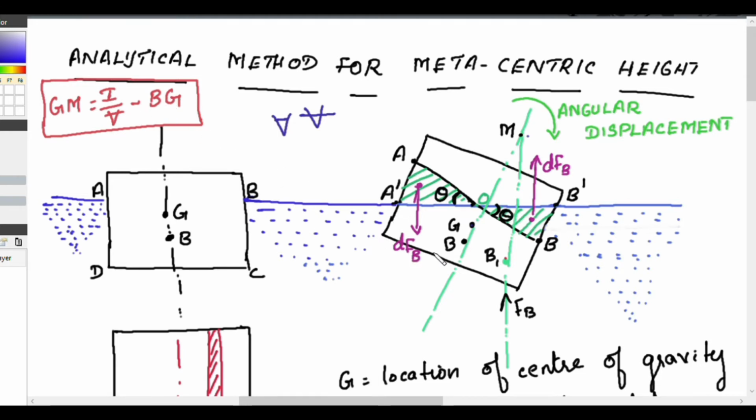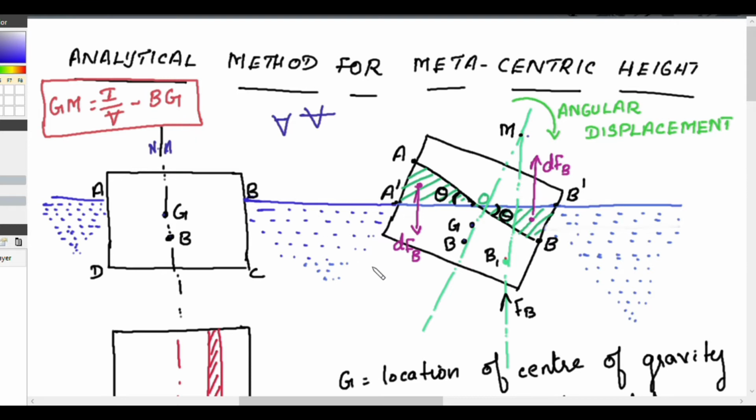BG: B is the center of buoyancy and G is the center of gravity when the body is in equilibrium. This is the normal axis. So this is the formula: GM, that is the metacentric height, is equal to I/V, moment of inertia by volume of the water displaced or volume of the body immersed inside the water, minus BG. B is the center of buoyancy and G is the center of gravity when the body is in equilibrium.